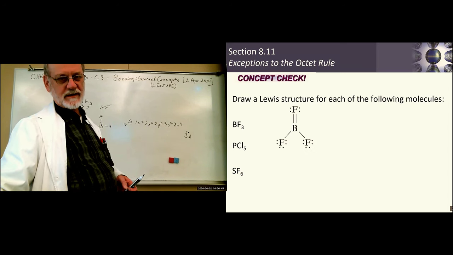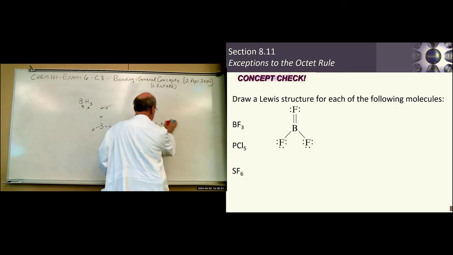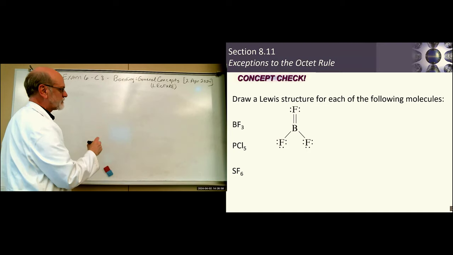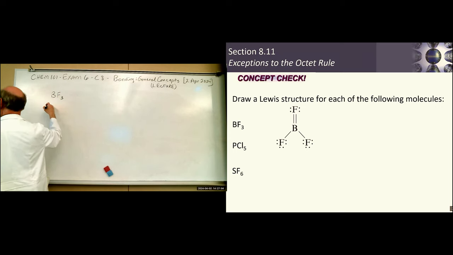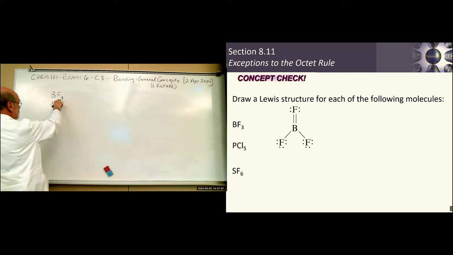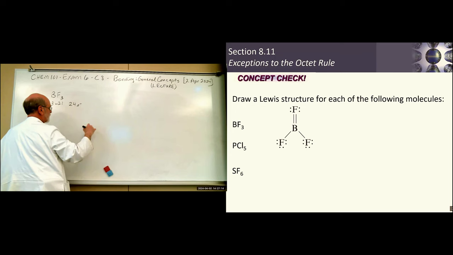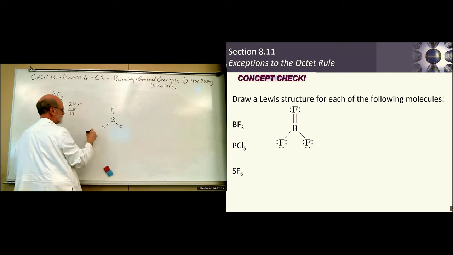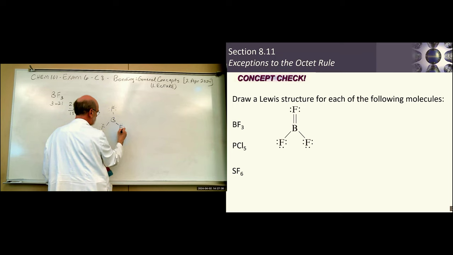All right. Now this one. Boron trifluoride. Right, boron is three valence electrons. Fluorine is a halogen, has seven. So three times seven is 21. That means we have 24 electrons. So we put boron in the middle. We put the fluorines out here. 2, 4, 6. Well, it's 18 electrons left over. 2, 4, 6, 8, 10, 12, 14, 16, 18.